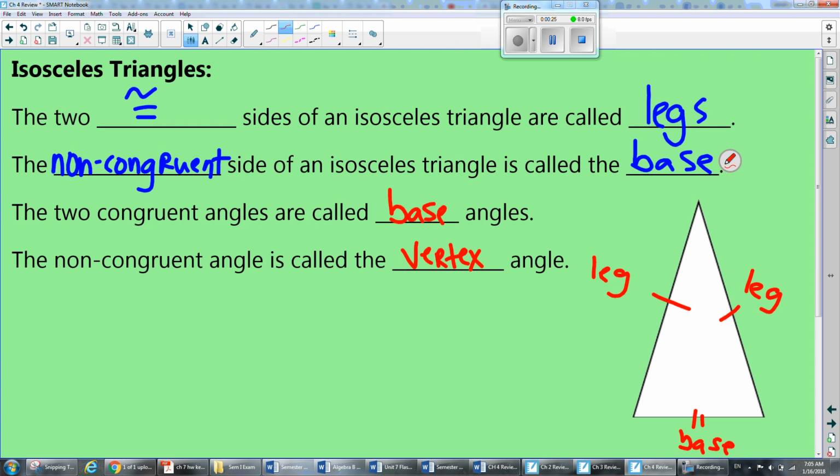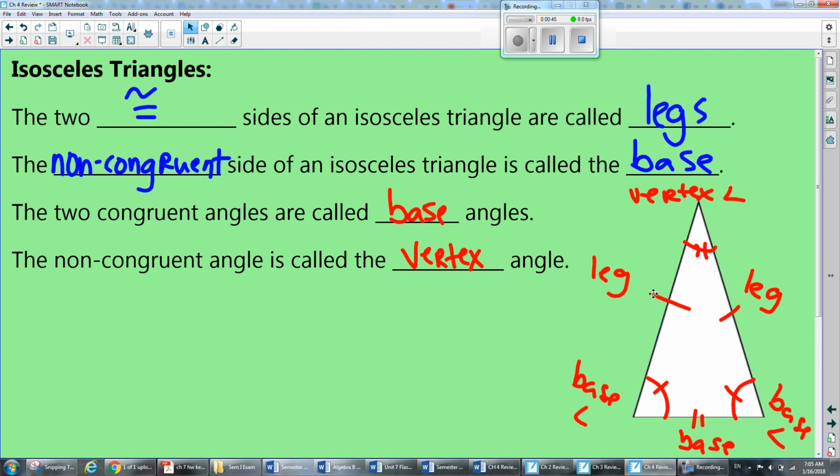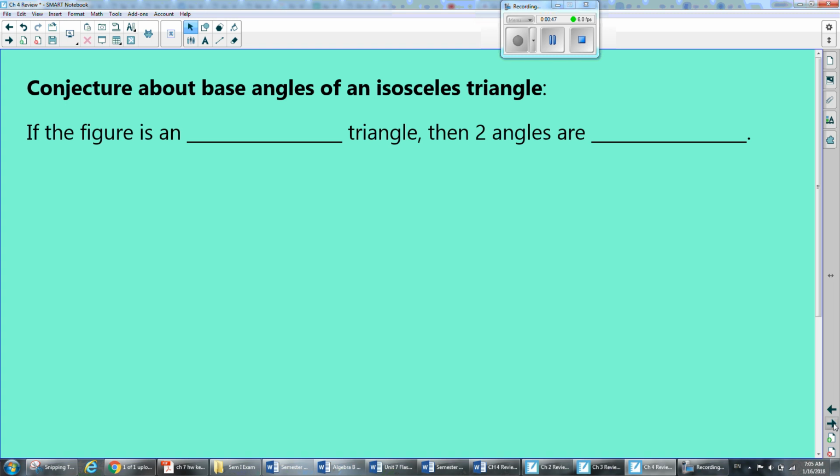Two congruent angles are attached to the base. They are opposite your congruent legs. Here's a base angle, here's a base angle. And then the non-congruent angle, this angle would have a different measure up here, is called the vertex angle, made by the legs. And so here's the conjecture. If the figure is an isosceles triangle, then two angles are congruent, and those two angles would be the base angles.